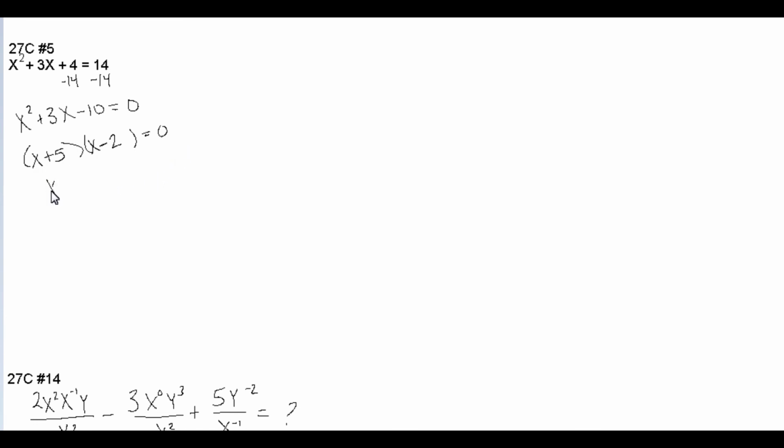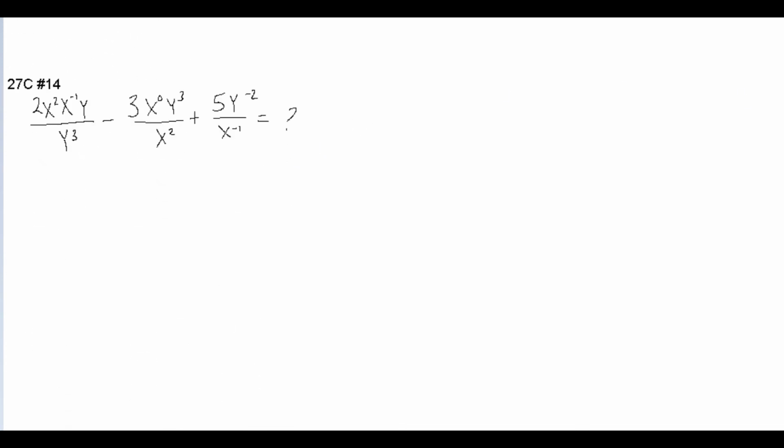So now we set each factor equal to 0. And when we move this over, we're going to get x is equal to -5 or x is equal to 2. And I'll let you guys check it on your own.